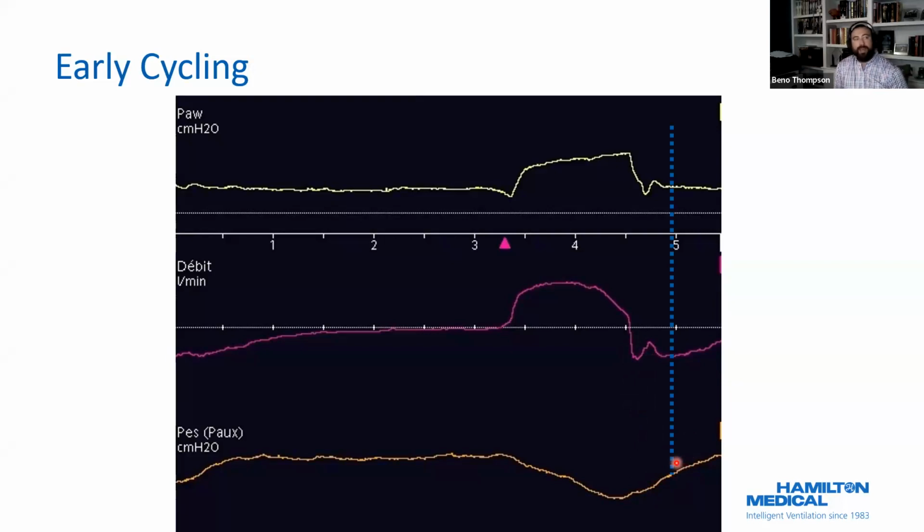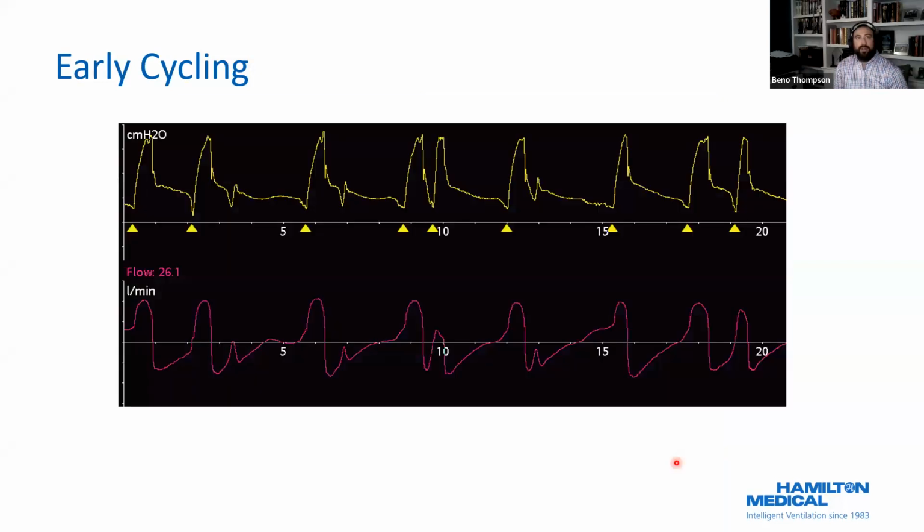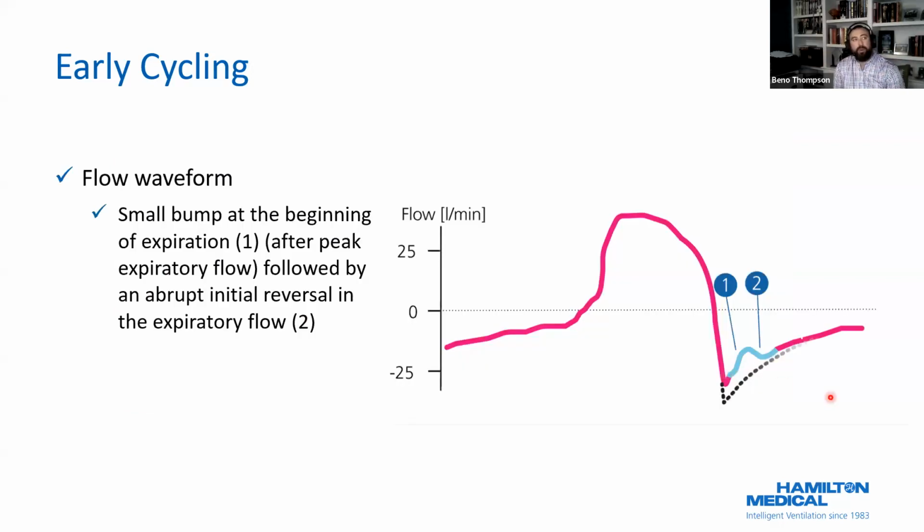So you should actually be ending the I time about right there, right? Looking here, we've got some double triggers and some early cycling. So early cycle there, double trigger, early cycle, double trigger over here. As you can see, you can see both of these in the same waveform like you are now. They kind of go hand in hand. And just blowing up that flow waveform, this bump at the beginning of exhalation is going to clue you in that your patient's still making effort. They need a longer I time.